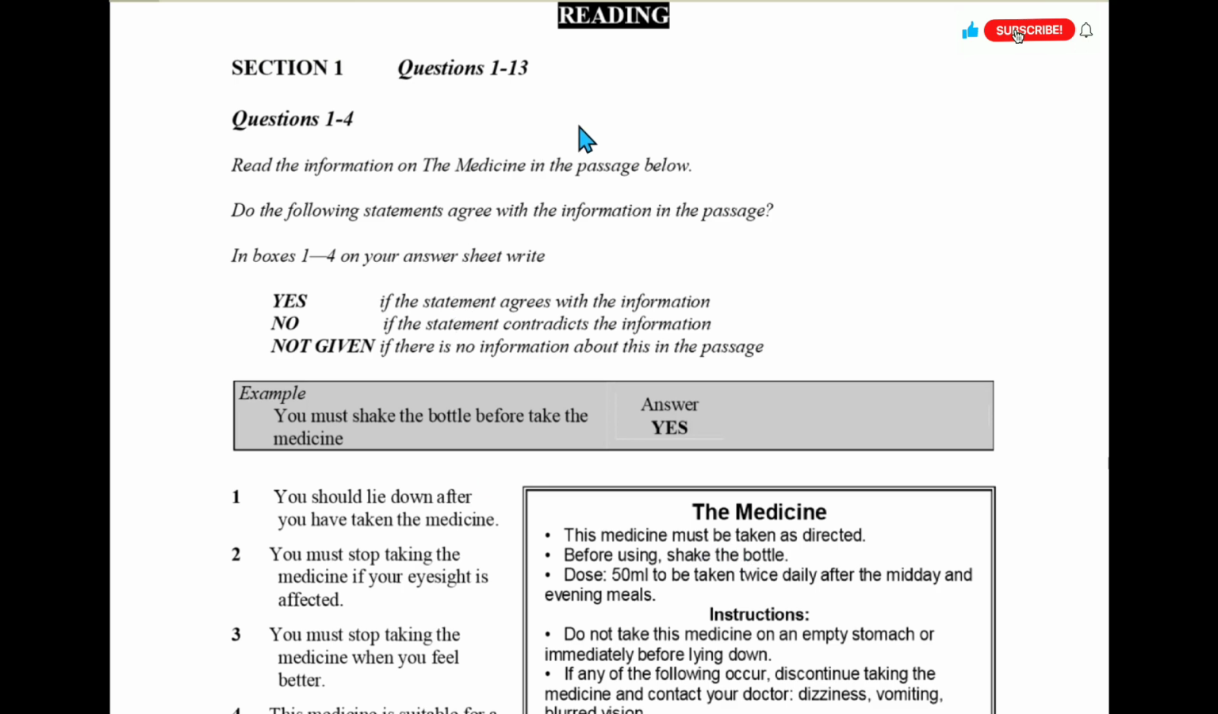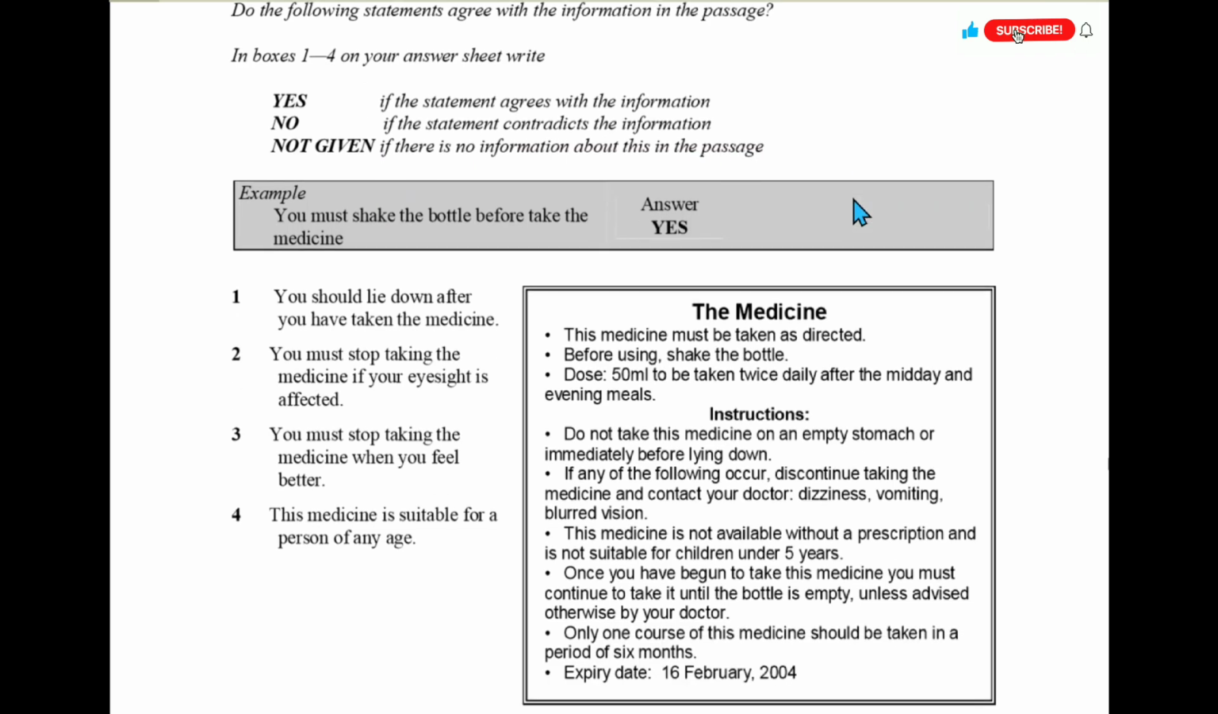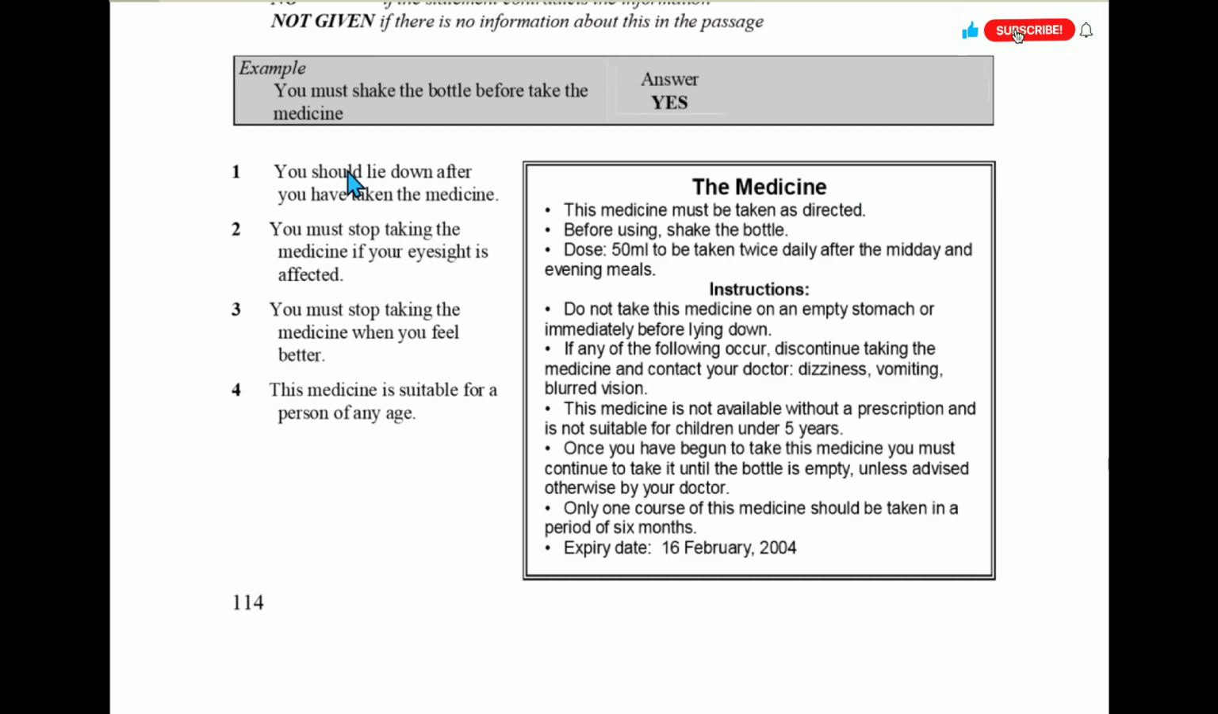Section 1, questions 1 to 13. Questions 1 to 4. Read the information on the medicine in the passage below. Do the following statements agree with the information in the passage? In boxes 1 to 4 on your answer sheet, write yes if the statement agrees with the information, no if the statement contradicts the information, not given if there is no information about this in the passage. Example: you must shake the bottle before taking the medicine. And the answer is yes.